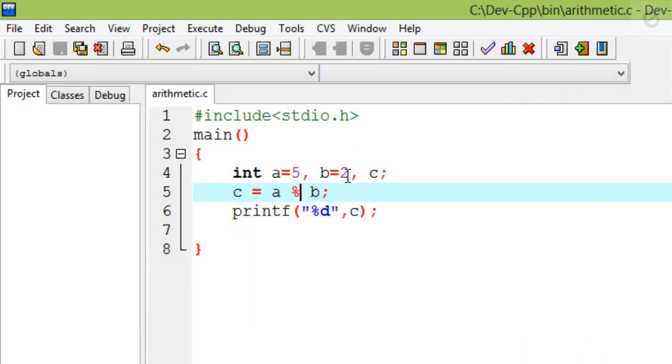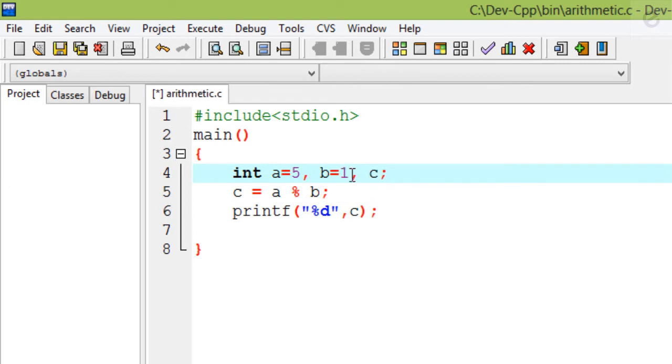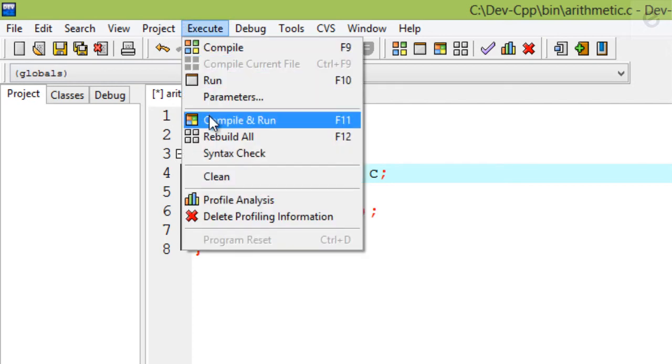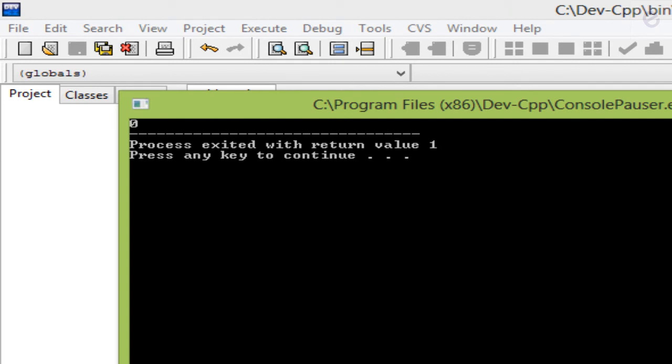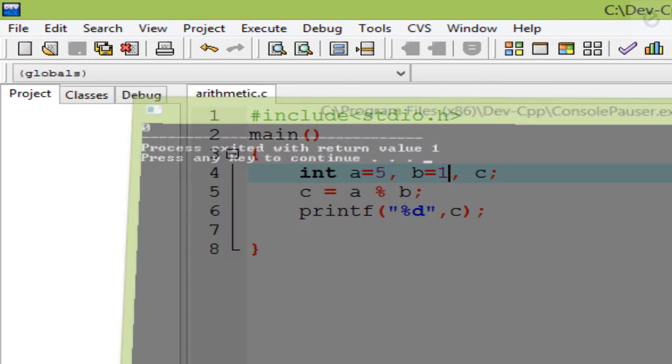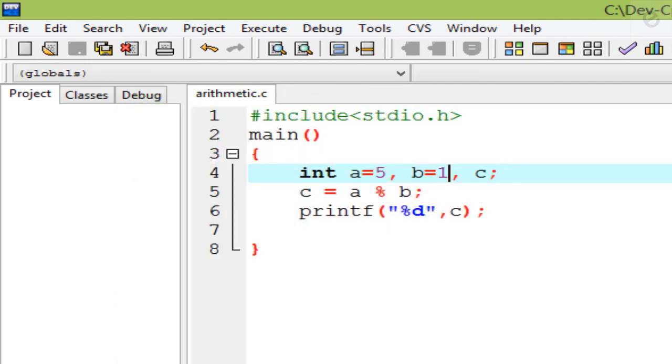Now again, if we are replacing the value of b by 1 and we are compiling and running it, the value printed on the screen would be 0, since when we divide 5 by 1, the remainder left is 0. That's the answer. So simple. In simple words, you need to know that the modulus sign is eventually going to return us the remainder of a certain division. That's all.